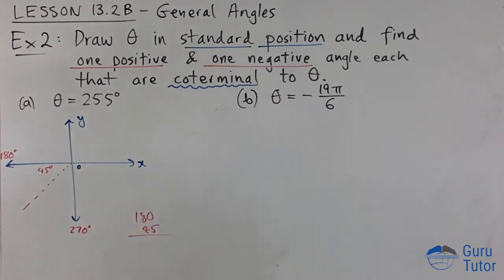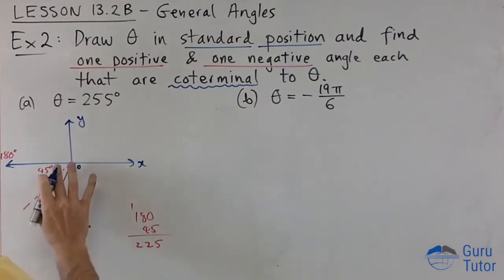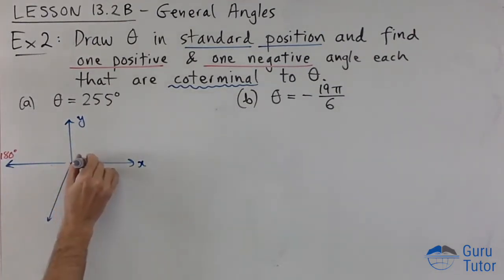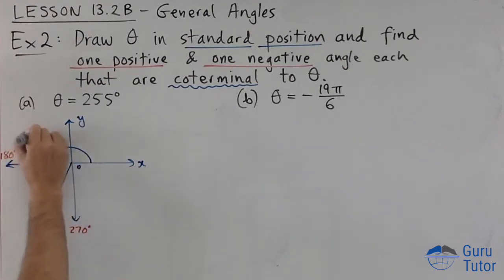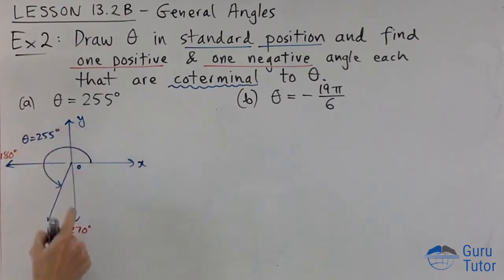So remember, we're not doing it to scale, but you want to try and do it accurately. This is 225, and this is 255. It's going to be a little bit closer to 270, so it's going to be down here. Okay, and there we go. 255 is going to be all the way around here, down to there. Theta is 255, and a little bit closer to 270 than 180. Okay, so there's the first part.